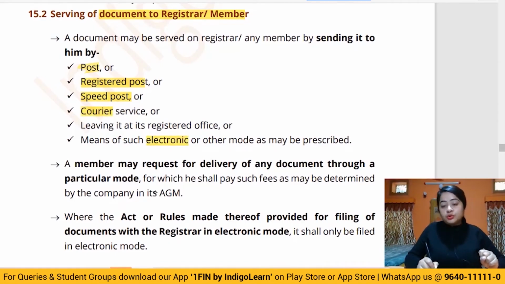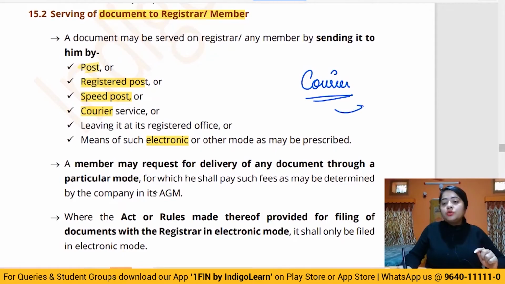other electronic mode also. Okay, now here the question that came recently was that a person wanted a company to serve the notice specifically by a mode, which is courier. And this particular person also paid extra charges to the company to ensure that courier is done for the notice which is to be sent from the side of the company to the person, right?